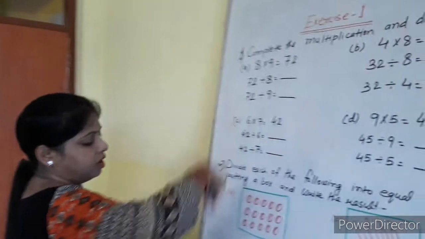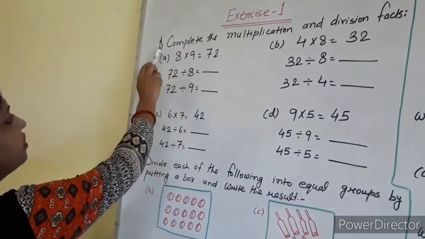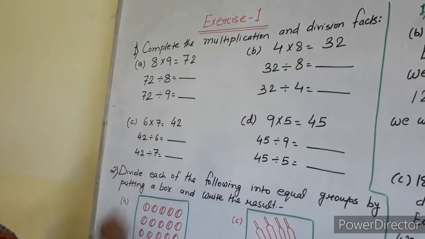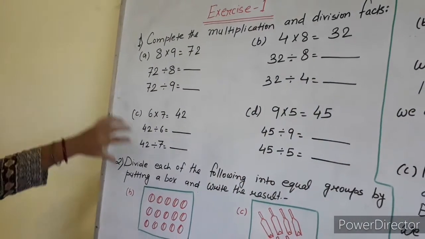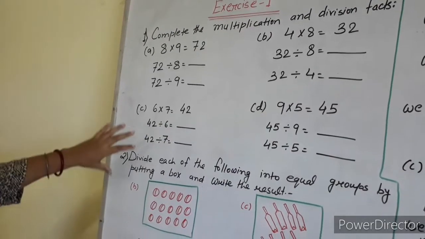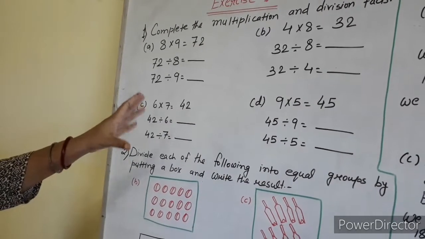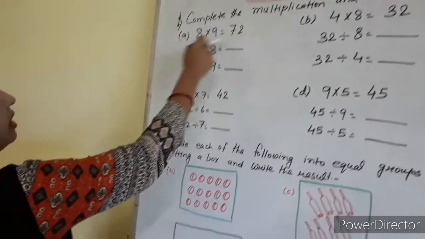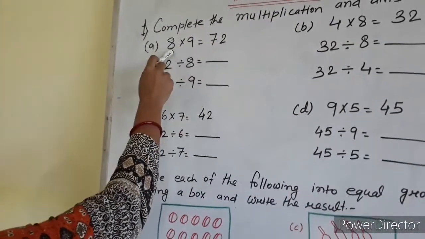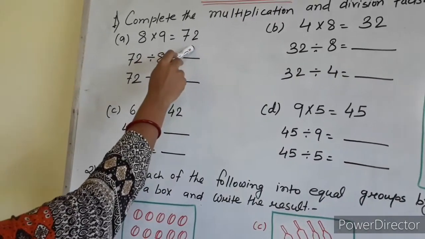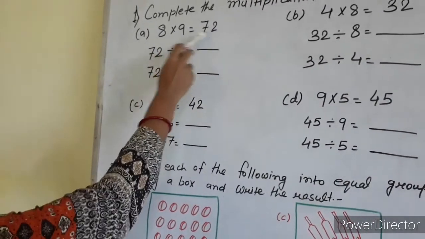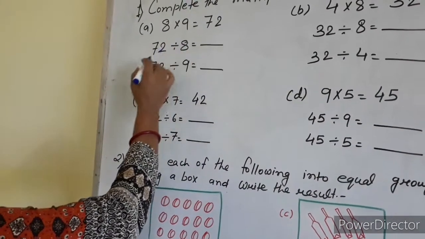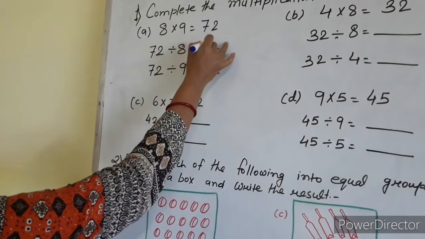First we are going to solve exercise 1. Here the first question is: complete the multiplication and division facts. I have already shown you the process of how you can solve the multiplication facts and the division facts. Here the first is the multiplication fact, which was already solved: 8 into 9 is 72. So 72 divided by 8, what is the answer? 8 nines are 72.